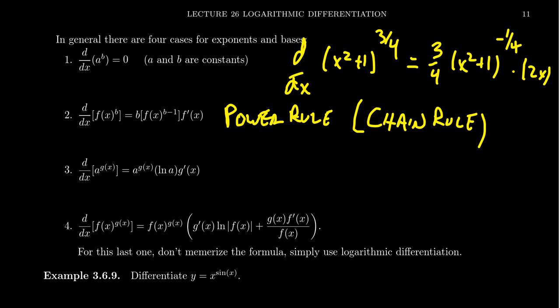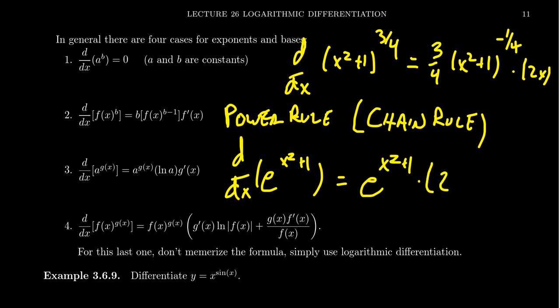No big deal. Well, what if we switch the roles? What if the base this time is constant and the exponent is where the variable is? That's a function. So this would be something like taking the derivative, let's say, of e to the x squared plus 1 power. What if you had something like that? Well, in that situation, the chain rule comes into play, but you're also going to use the fact that the derivative of the natural exponential is itself. So you just get e to the x squared plus 1, and then you multiply that by the inner derivative, which is 2x right there.